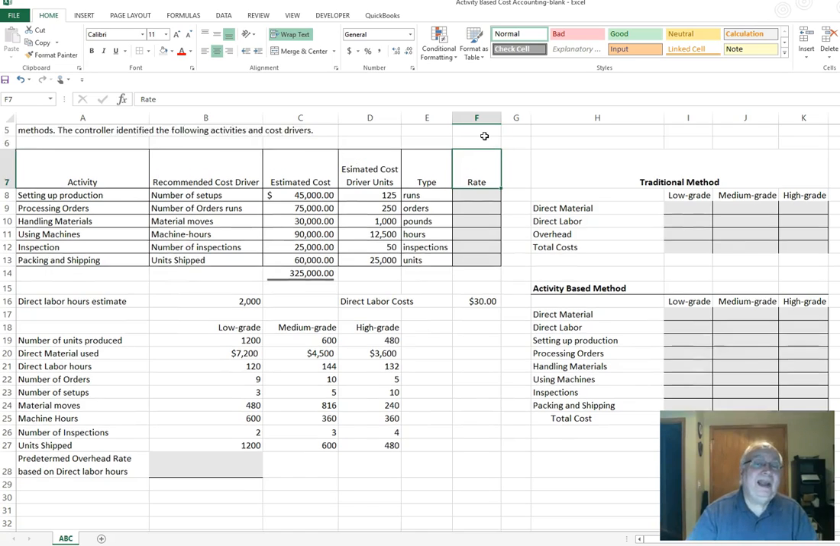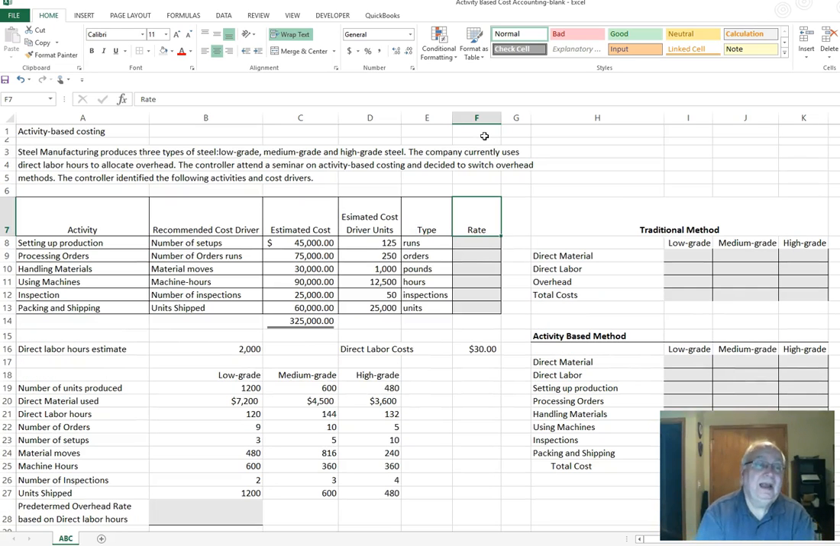Okay, what we have here is an example we're going to do. On this one, a steel manufacturing company produces 3 types of steel: low grade, medium grade, and high grade steel. The company currently uses direct labor hours to allocate costs, so we're going to compare that. The controller attended a seminar on activity-based costing and decided to switch overhead. Now, like most controllers, they came to the cost accountant and said, hey, I want you to try this and see how it works. And they identified the following activities as cost drivers. Okay, these are the cost drivers right here.